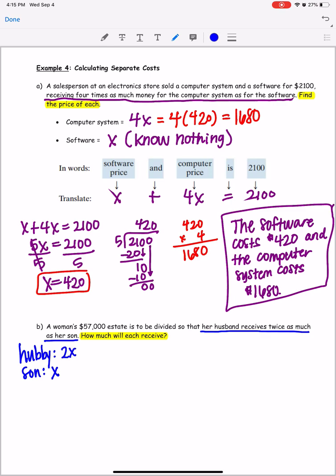And I know when I add up the husband and the son's earnings, it's going to add up to this much here. So we have 2X plus X equals 57,000. So add up your like terms. 2X plus X is 3X. Divide by 3. We get X equals.